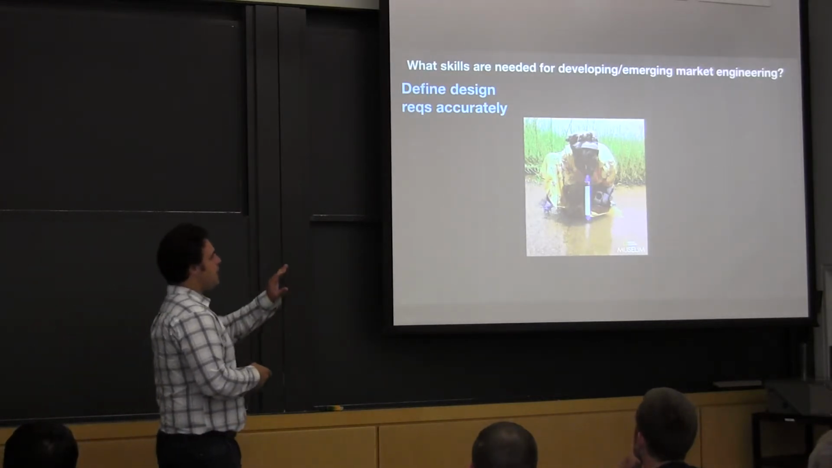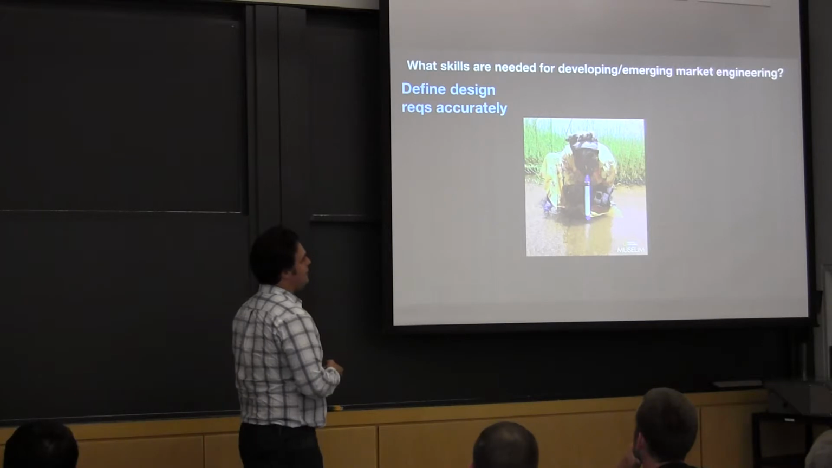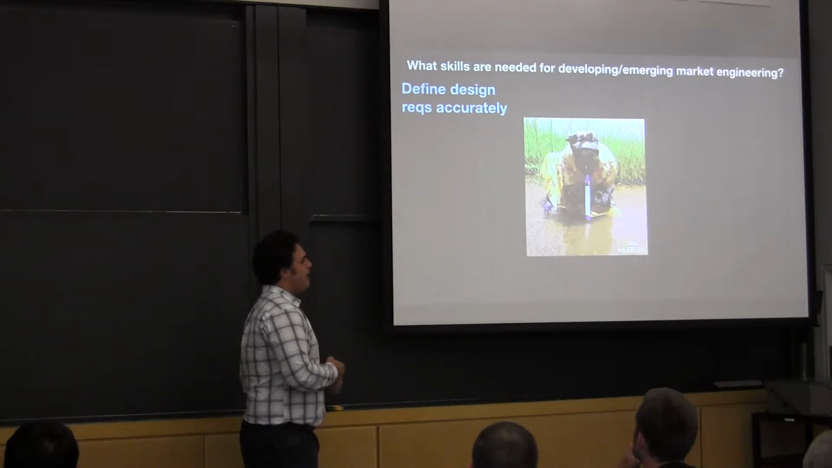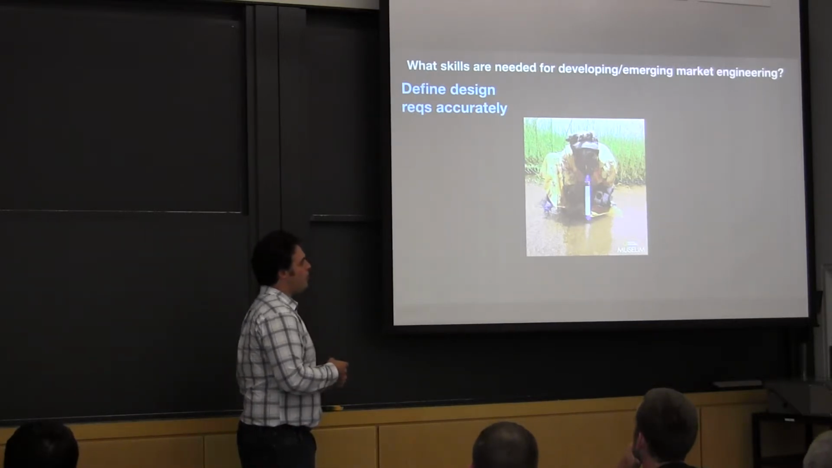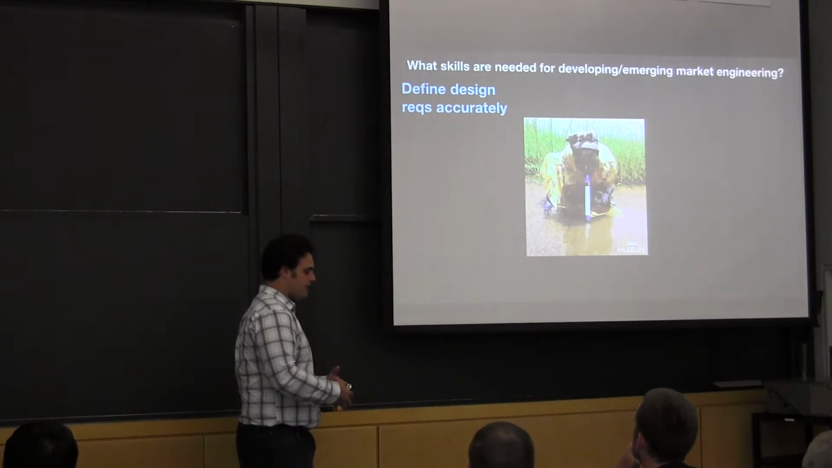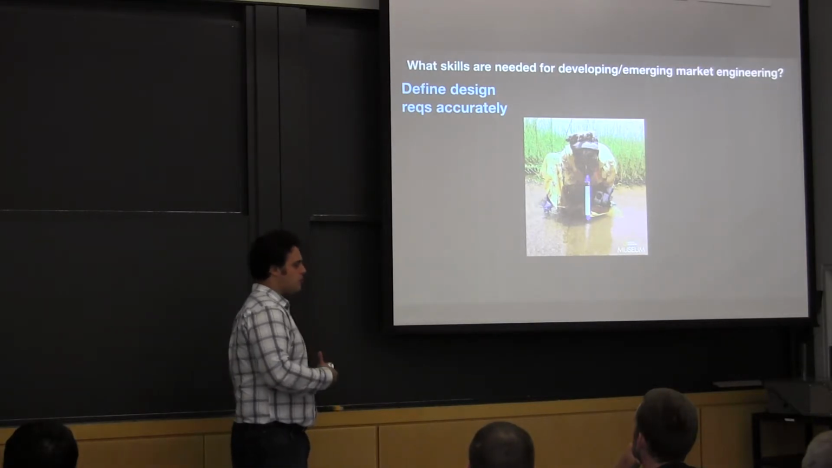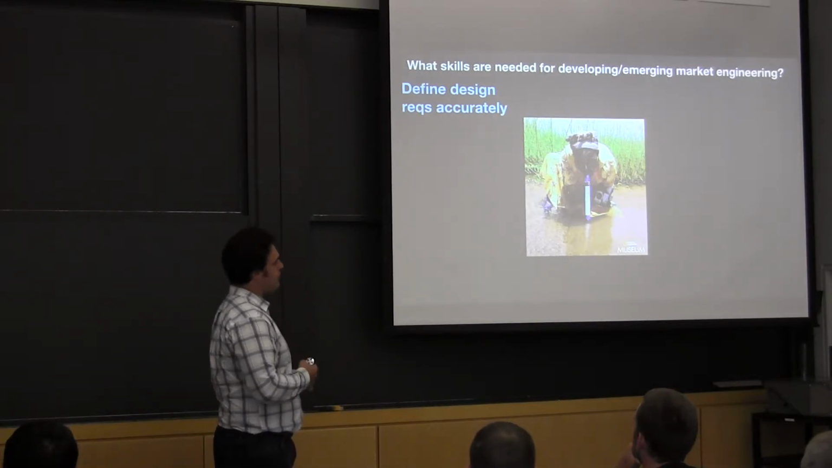So, here's an example of a product. This is called the Life Straw. And it was initially designed for people who contract a type of worm out of surface water that they drink. And it worked pretty effectively for that.